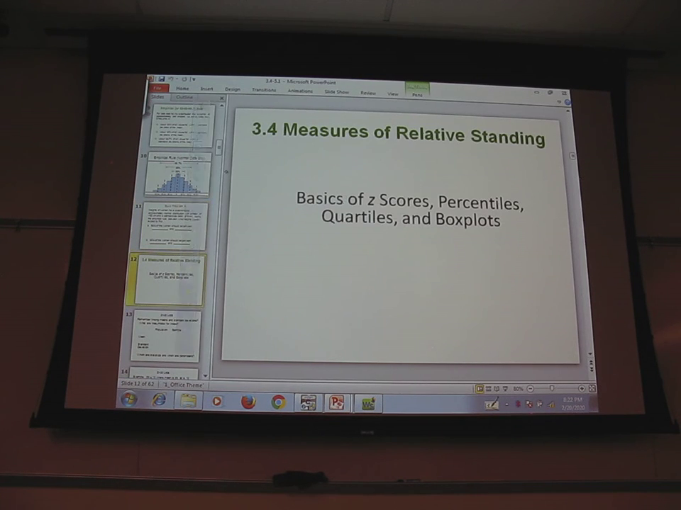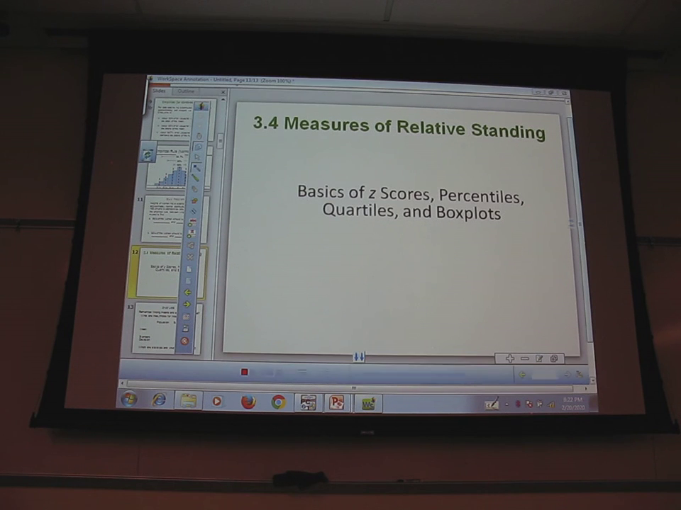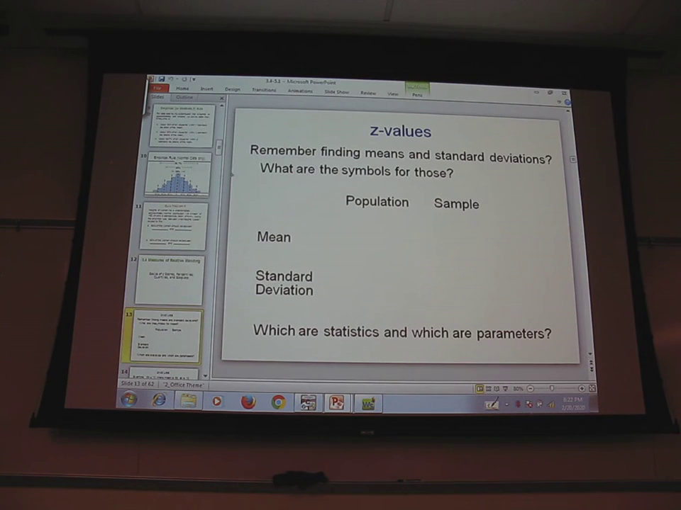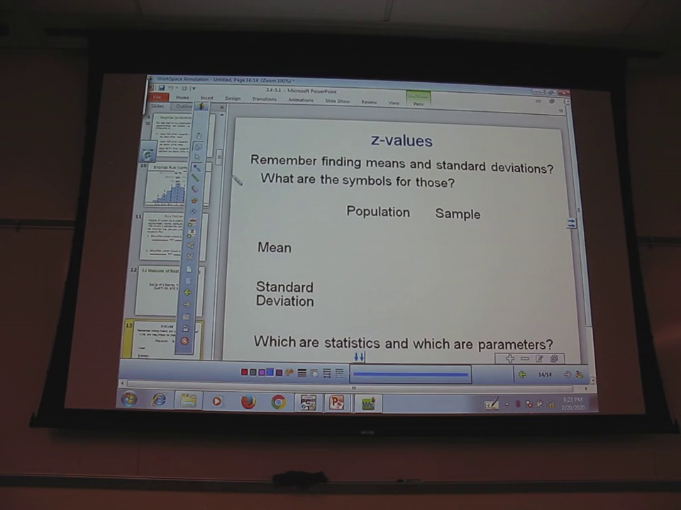So now we're going to move on to 3.4, measures of relative standing. Z-scores and percentiles we covered last time. So first, take 15 seconds with your neighbors and remember what the population mean, standard deviation, and sample mean, sample standard deviation symbols are. Go ahead.